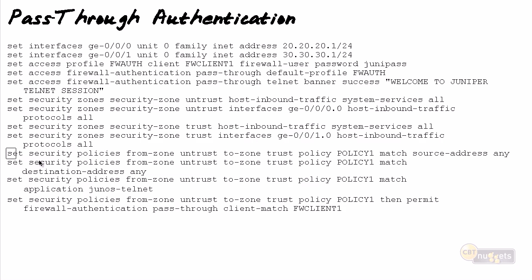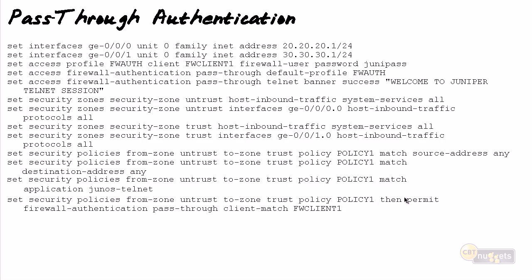Then we've got a couple of set security policies from zone untrust to zone trust. We'll call it policy 1, and we're going to match any source address and any destination address. Obviously, using address books would be more granular, reducing our attack surface. Then we will say set security policies from untrust to zone trust. Again, this is all being authenticated from the untrust zone to the trust zone, and we're matching application junos-telnet. That's definitely pretty specific. And then we're going to set our security policies from untrust to trust, policy 1.